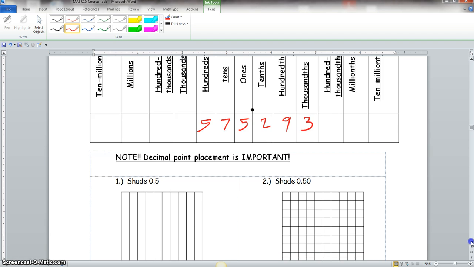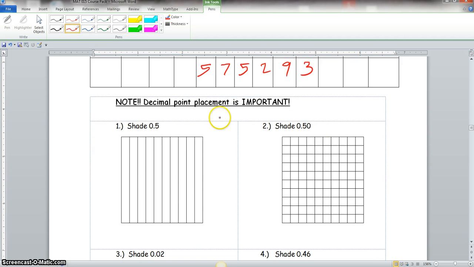Now, we go here. Decimal point placement is important. We have shade 0.5. Now, we know 0.5 is half. That means 1/2. So we go here. We have 1, 2, 3, 4, 5, 6, 7, 8, 9, 10. So we have a total of 10. So we're going to take 5 of these, because remember, that's half. We're going to shade in 5. Now, of course, they're supposed to be completely shaded, but for the sake of time, I'm just going to leave it like this here. You just shade in 5.